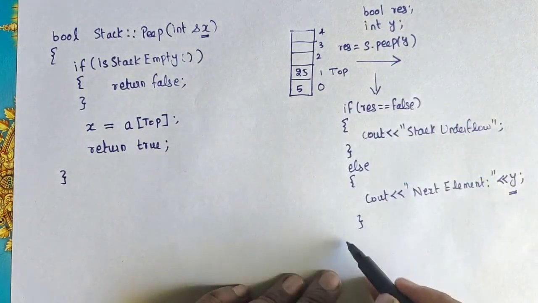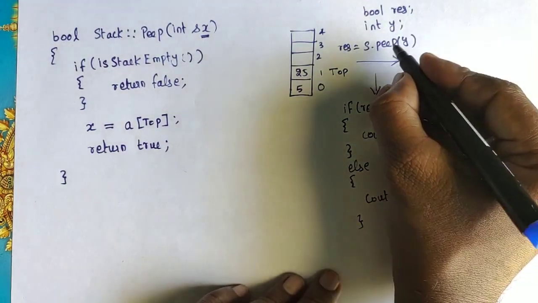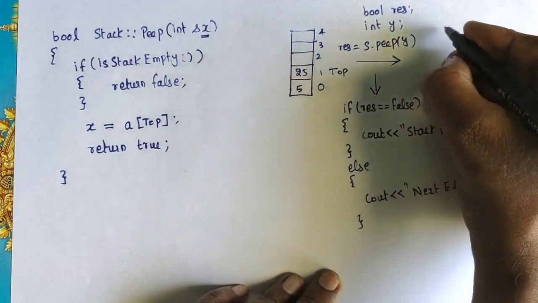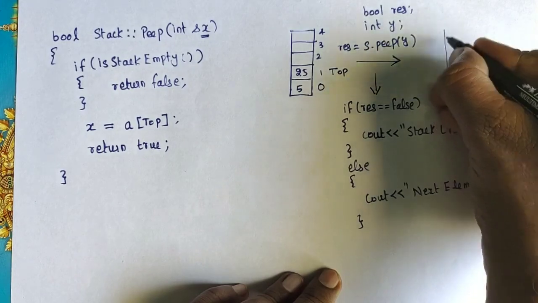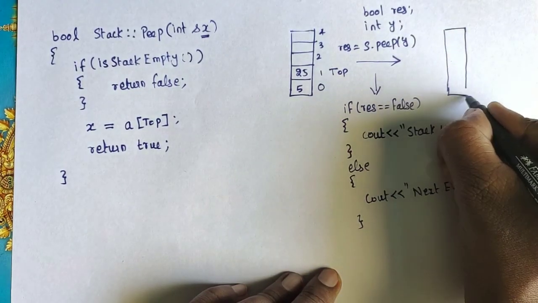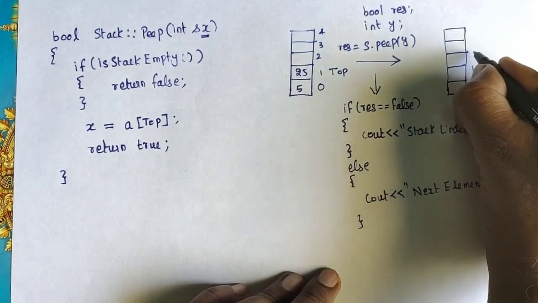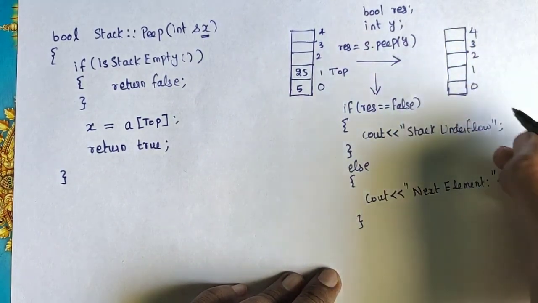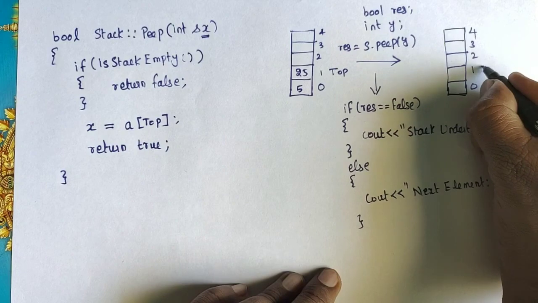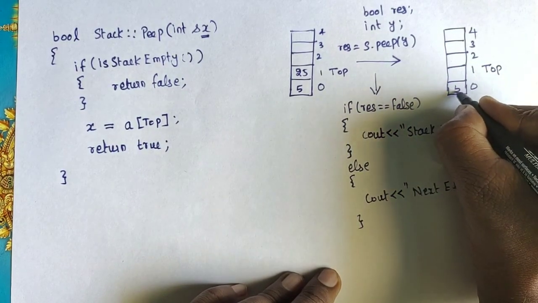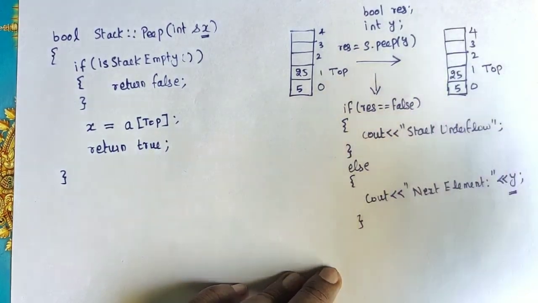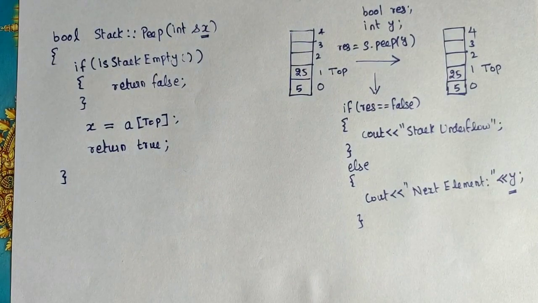This code needs to be added in the main. Okay, so after deleting, calling the peep operation, when you look at the content in the memory, it still remains the same. That is 0, 1, 2, 3 and then 4. The top is pointing to 1 still. So the elements are 5 and then 25, like that. Okay, so we have added all the operations. We have defined all the operations.